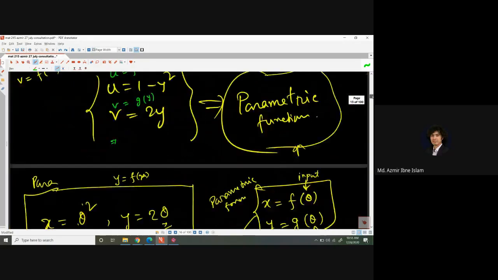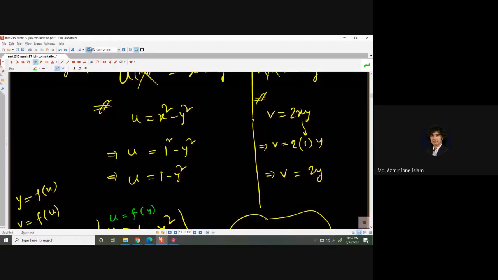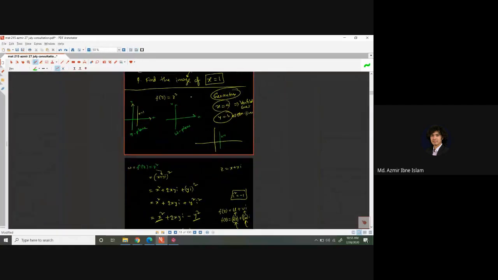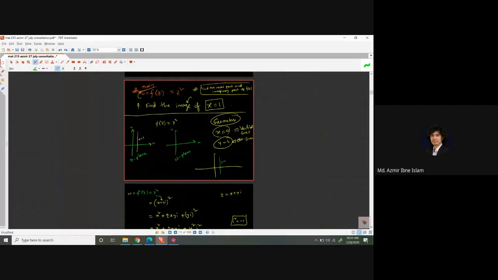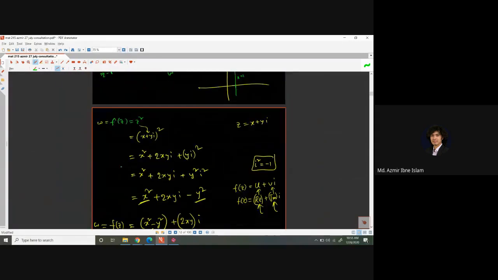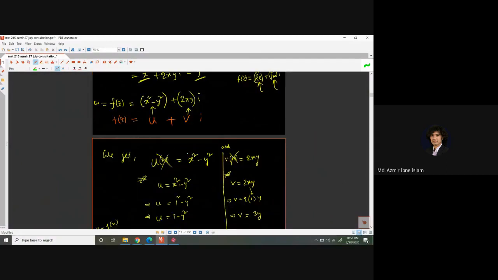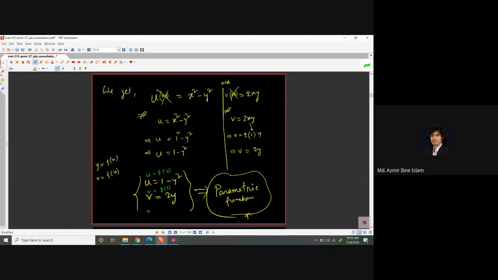The concept that I have used here, have a look again at the process. That means, first of all, we have a function, and with the help of this function we have to find the image of any part that is in the z plane. So at first in the z plane, you can draw the figure, or you can understand what the figure will be. Then come to this function, input z equal to x plus yi, try to figure out u and v, and then you will get the parametric function.